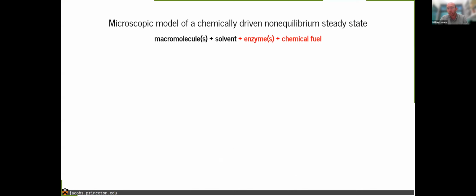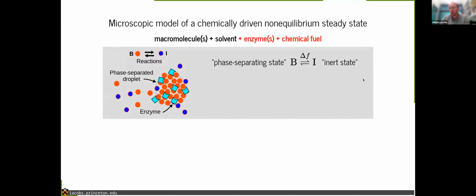So the model that I'm going to discuss is arguably the simplest possible model that has the relevant ingredients here. So we have molecules in an implicit solvent with the addition of some enzymes and a constant chemical fuel source. So we're going to use B and I to represent two possible states of a molecule that are either a sticky phase-separating state B or an inert state that is otherwise energetically equivalent to the implicit solvent. They differ in their internal energy by some delta F.